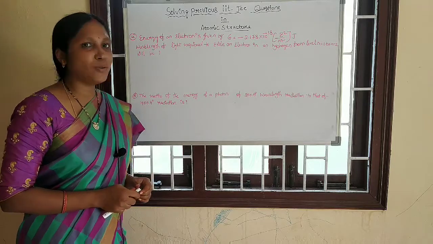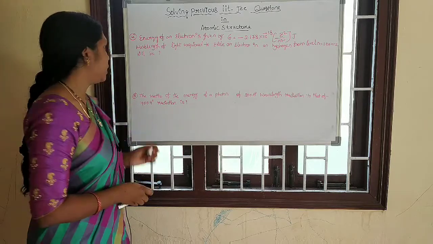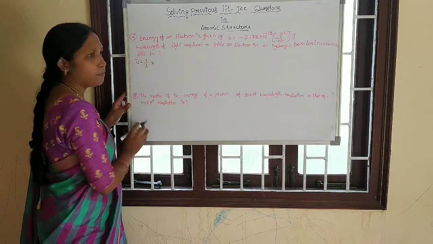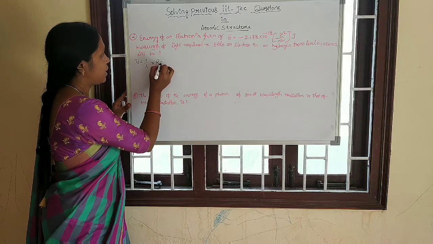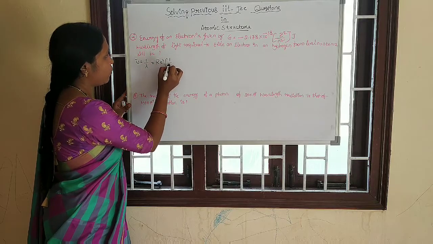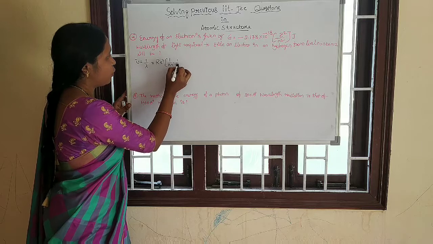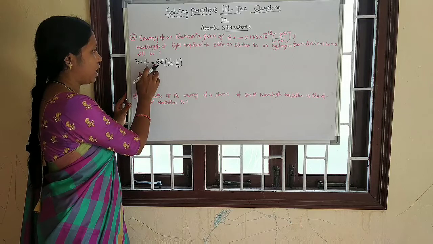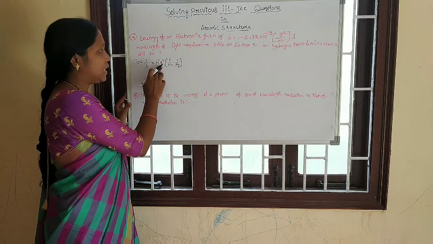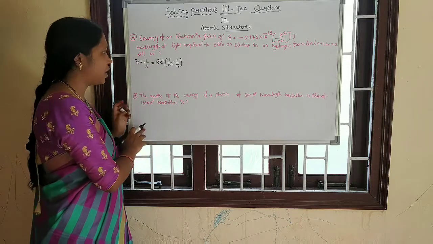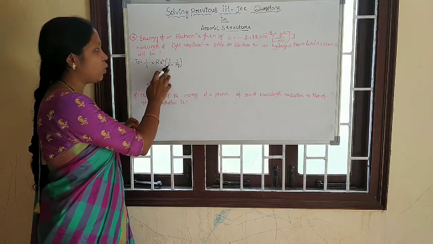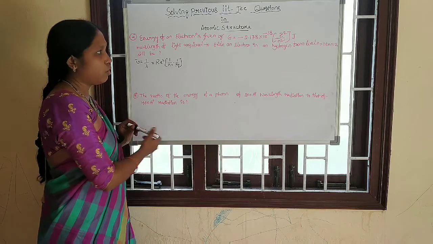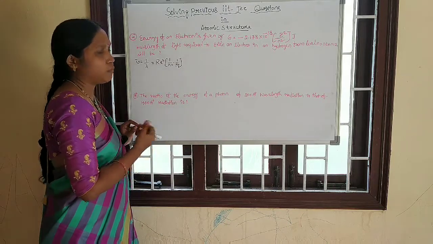One is by using the hydrogen spectrum: the wave number nu bar equal to 1 by lambda equal to R Z square into (1 by n1 square minus 1 by n2 square). Here R is a constant, and Z is the hydrogen atomic number, 1. n1 is the lower energy level, n2 is the higher energy level. So substitute the values and find it.